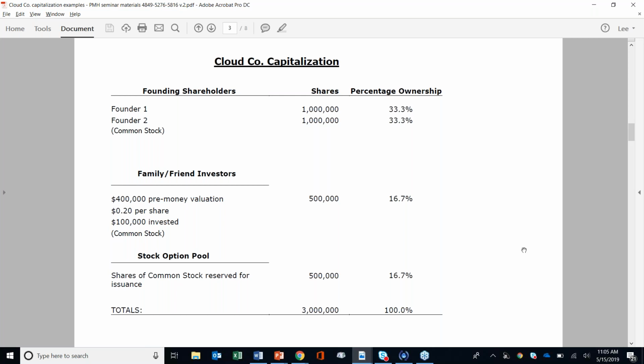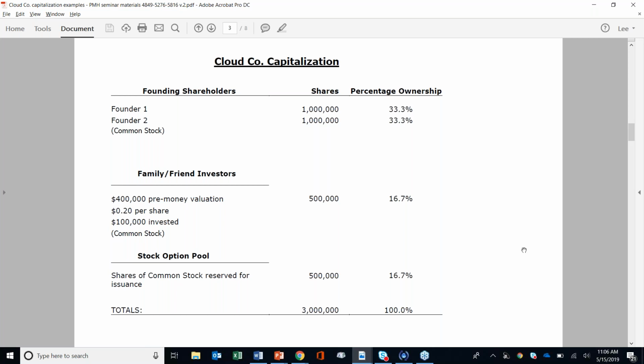And you can see that if all of those options were issued and exercised and turned into stock, as a result, employee and other option owners would own 16.7% of the company. That's diluting the family and friends down from 20% to 16.7%. And now the founding shareholders are down to 33.3%.